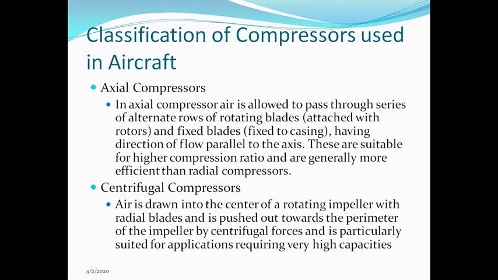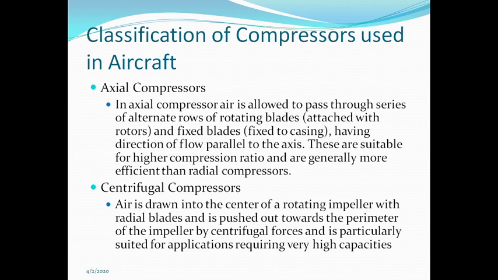In the first one, axial, the air is allowed to pass through a series of alternate rows of rotating blades. I will show you some pictures in the next slide. What it has is rows of rotating blades, and in between you will have the fixed blades. That's what we covered last time. One rotating blade and one fixed blade, we call that a stage, one stage.